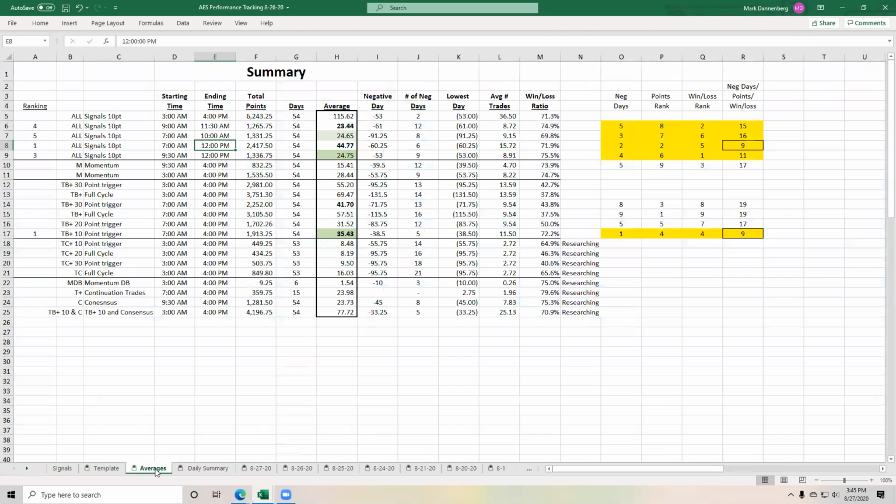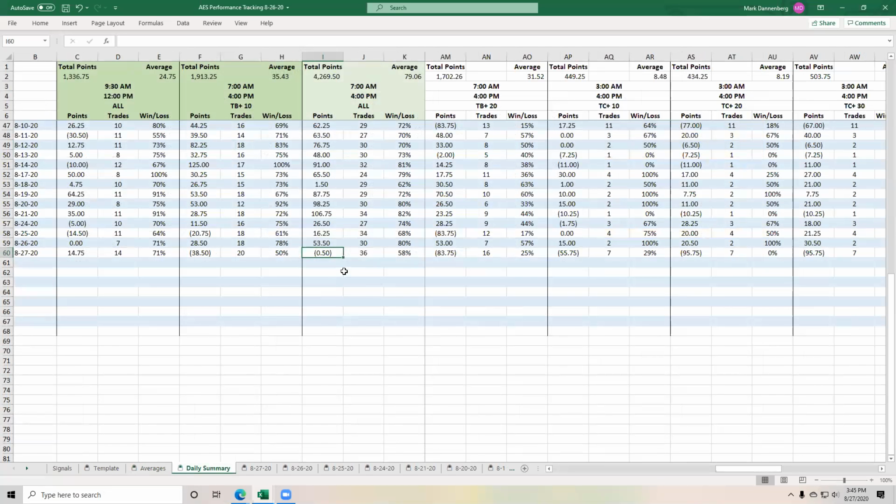But then we just kept taking the signals. We just kept following the signals, very disciplined, as we are supposed to. And at the end of the day, we end up down one half of a point. So we went from being down 91 points to only being down one half of a point.